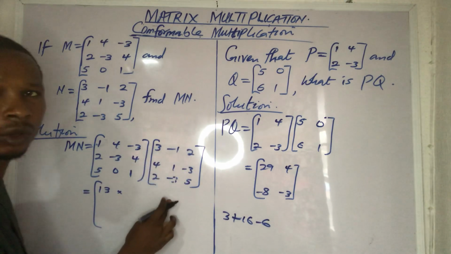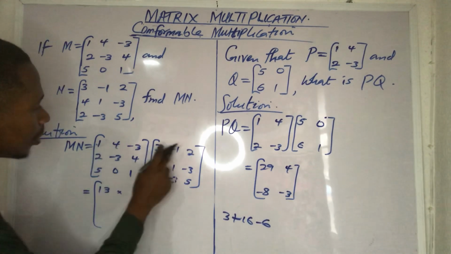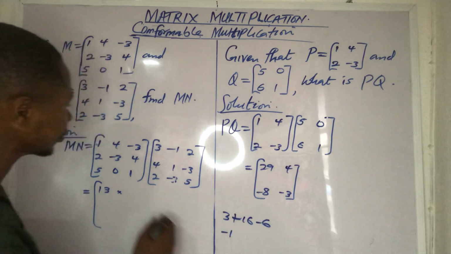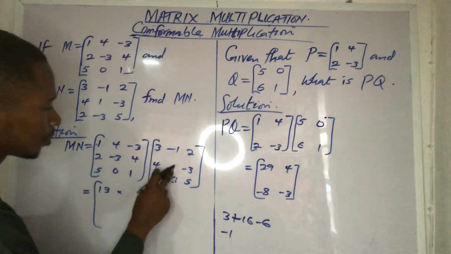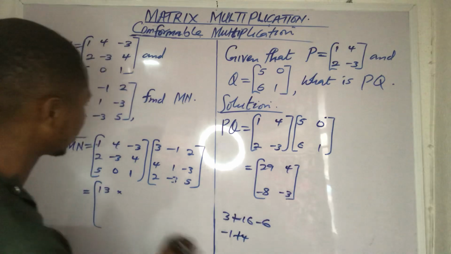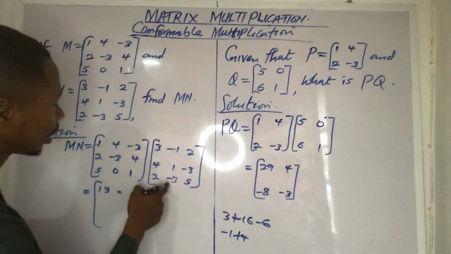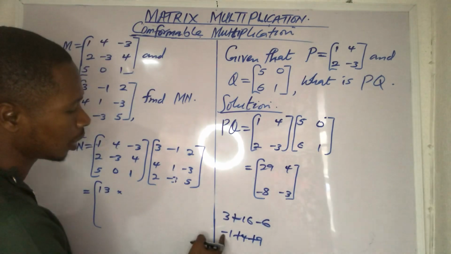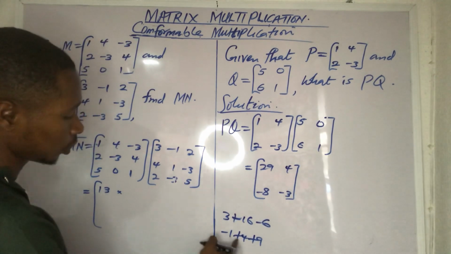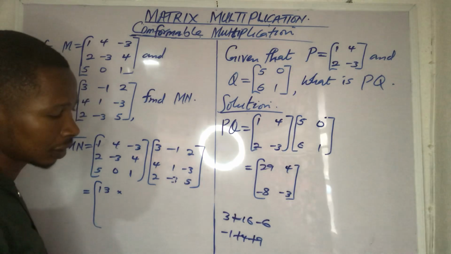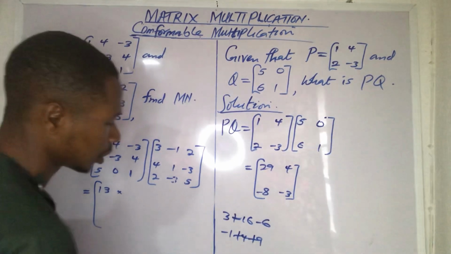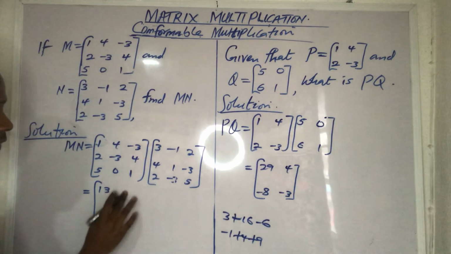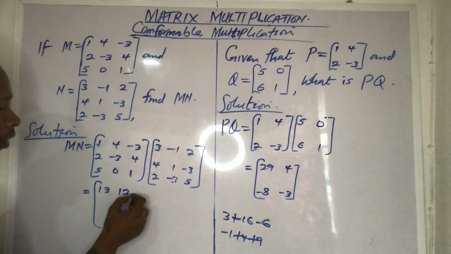So to get what will be in this place now, this first row will now multiply this second column also. So that will be 1 times minus 1, that's minus 1. 4 times 1, that's plus 4. Then minus 3 times minus 3, that's plus 9. So minus 1 plus 4, that's 3. 3 plus 9, that's 12. So I will have 12 in this case.